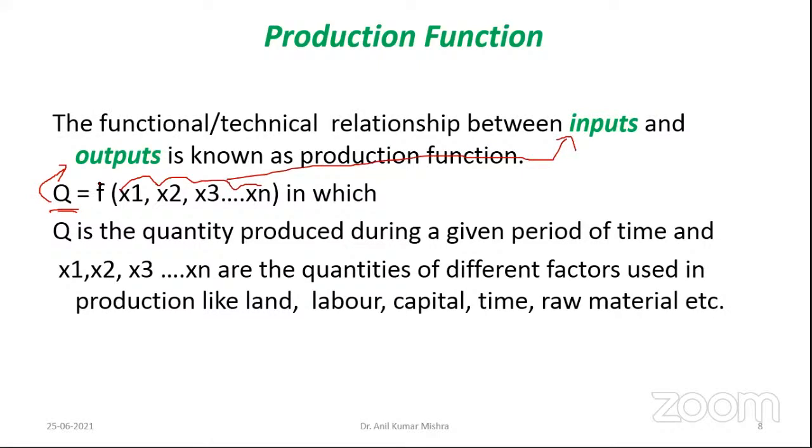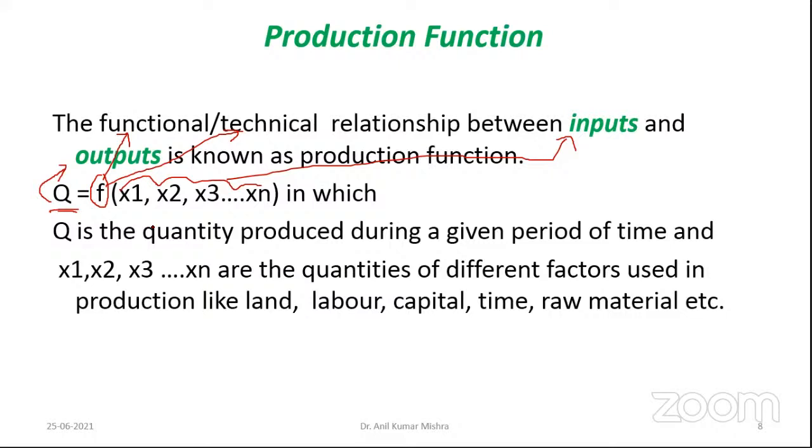And what is this function? This particular term is called the functional relationship, or it may be treated as the technical relationship. This F stands for functional and technical. So the functional and technical relationship between the input and output is called the production function. Right? So what is the technique? Technique means you may use the labor intensive method of production, or you may use the capital intensive method of production.